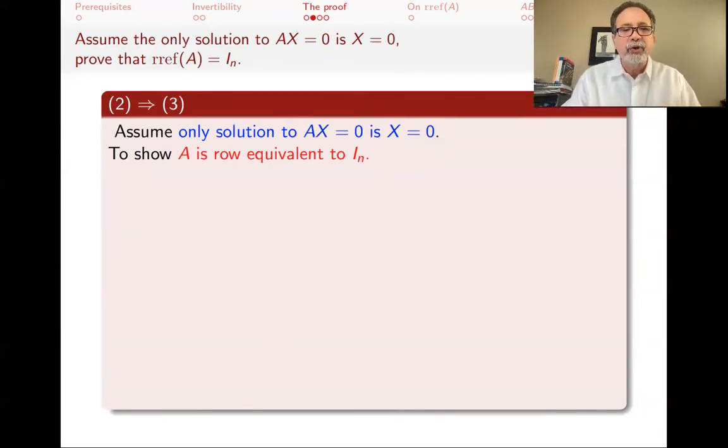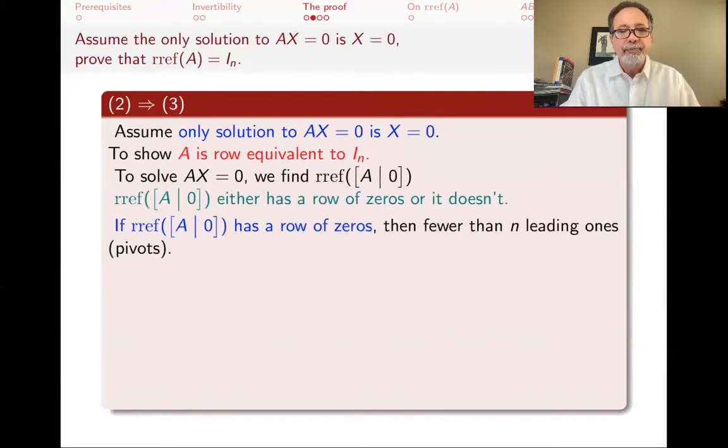So let's see how that works. I'm going to say that we take the augmented matrix. To solve AX equals 0, what do we do? We're going to do a thought experiment. How do we solve AX equals 0? The way you solve AX equals 0, you find the reduced row echelon form of the augmented matrix. You take the matrix A, you append the right-hand side to it. In this case, it's all zeros, so it's a column of zeros, and you find the reduced row echelon form of that.